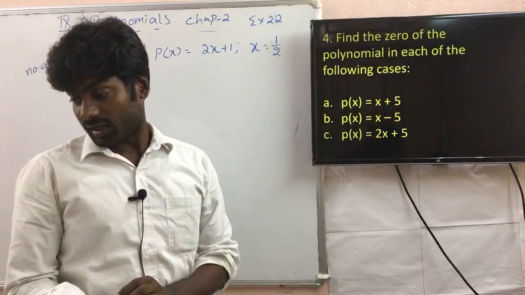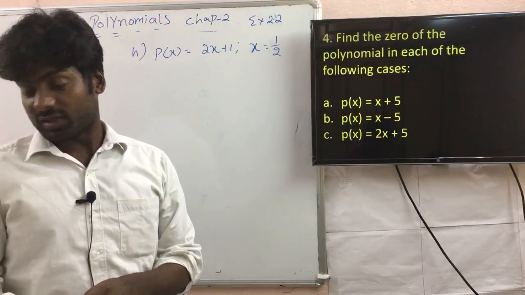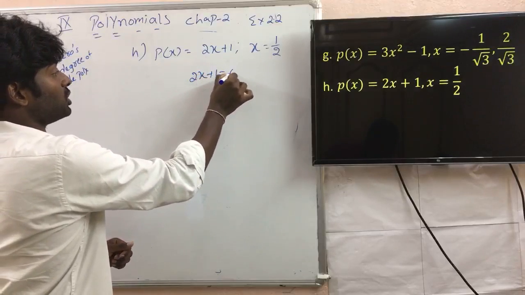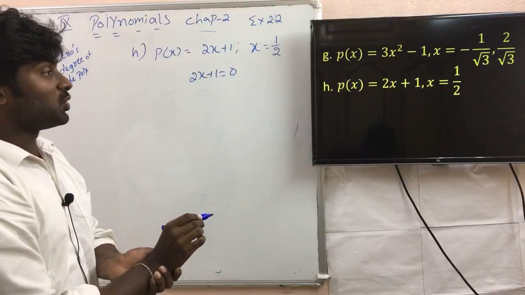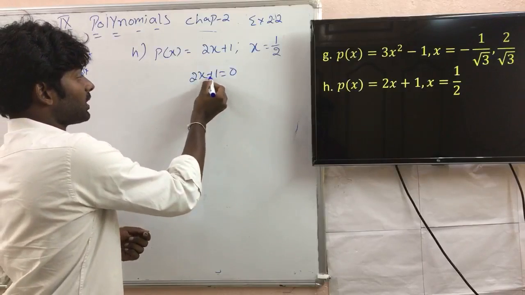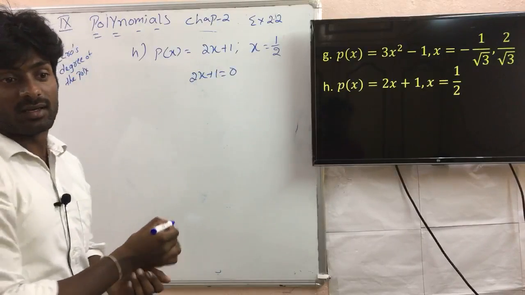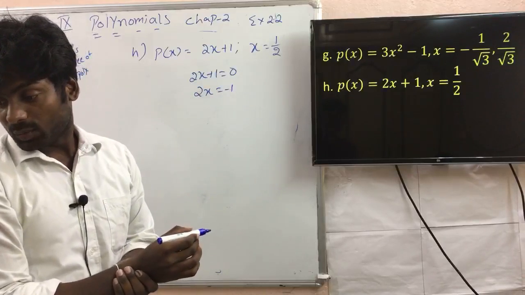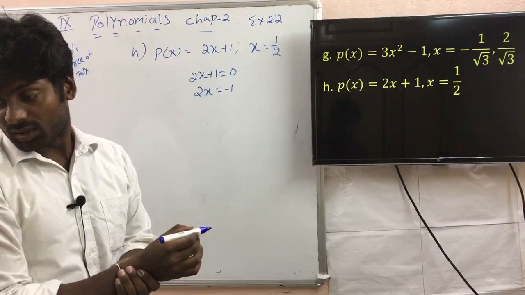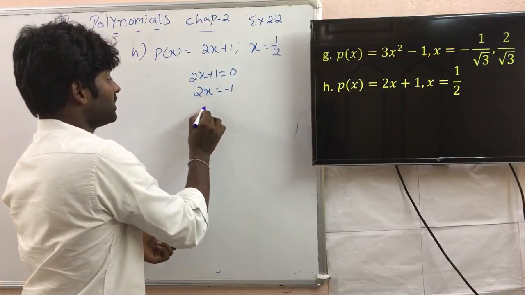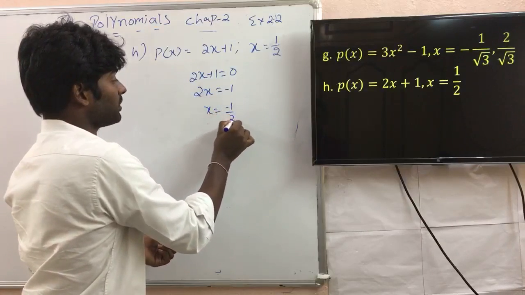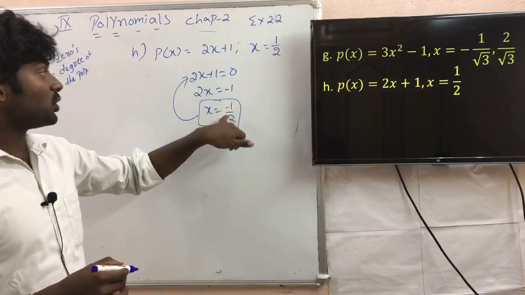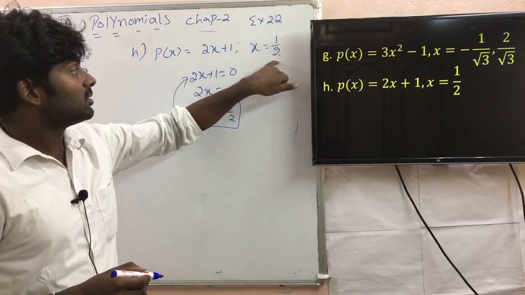Riddhi is correct. Shall we check once? If you equate 2x plus 1 to 0, transpose plus 1 to the right side, you will get 2x equals minus 1. Again, if you transpose 2 to the right side, you will get x equals minus 1 by 2. Actually, the zero of the given polynomial is minus 1 by 2, but it was given as 1 by 2.